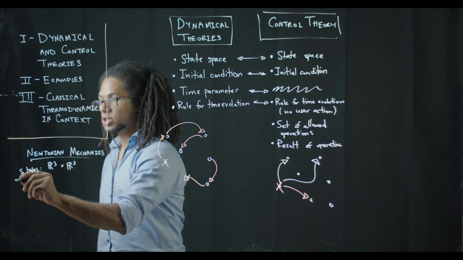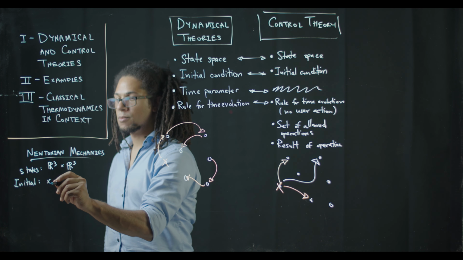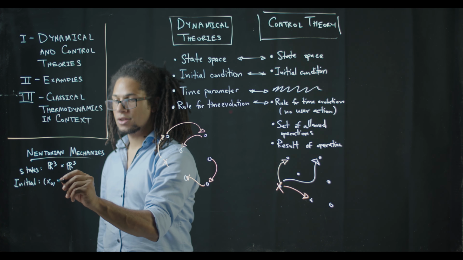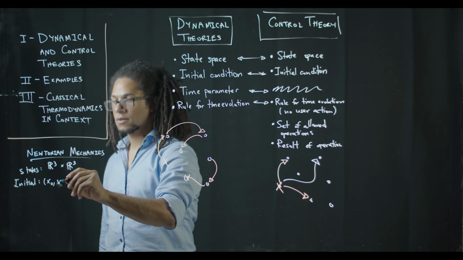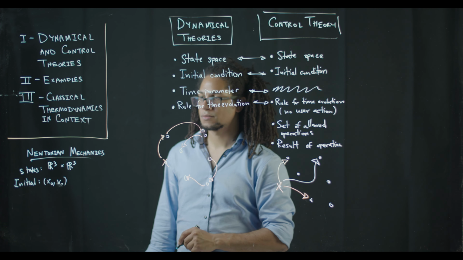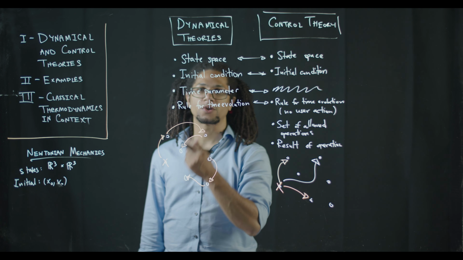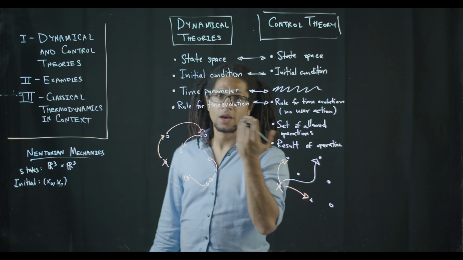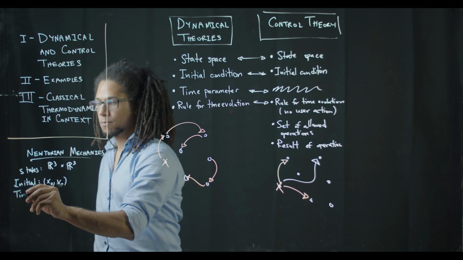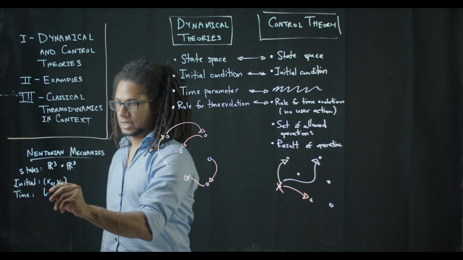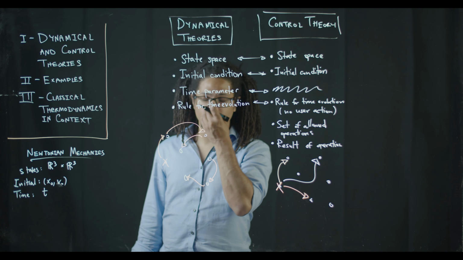The initial condition will just be a single initial position and initial velocity. So this will be some element of this first state space. The time parameter is just a real parameter called time. So let me call it t here. Then the rule for time evolution is as follows.